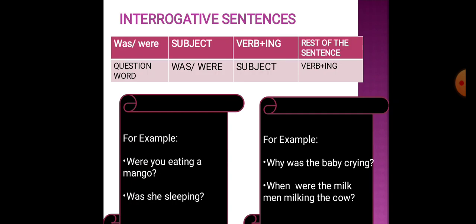Now let's see the second kind of questions, which begin with question words. Here first we use question word, then was or were, subject, and present participle. And examples: why was the baby crying? When were the milkmen milking the cows?